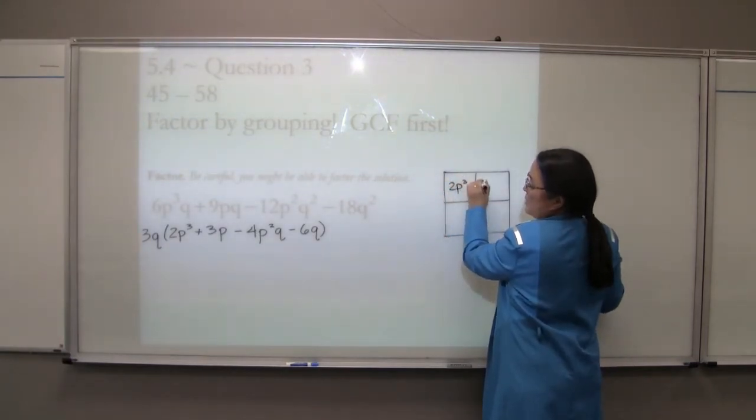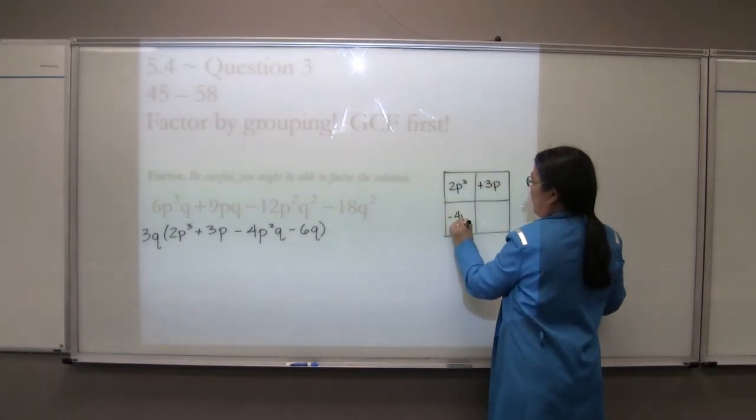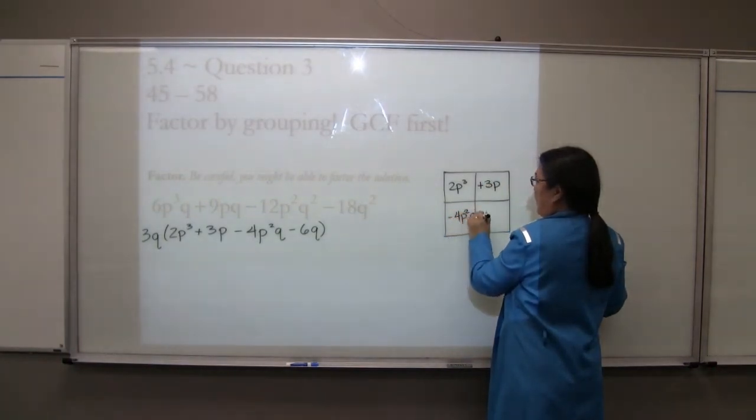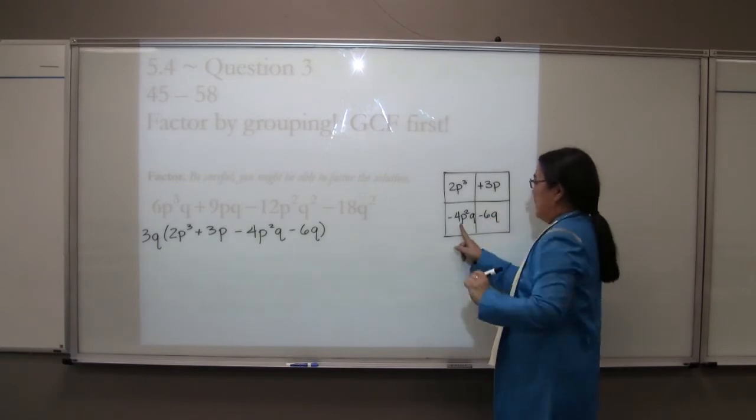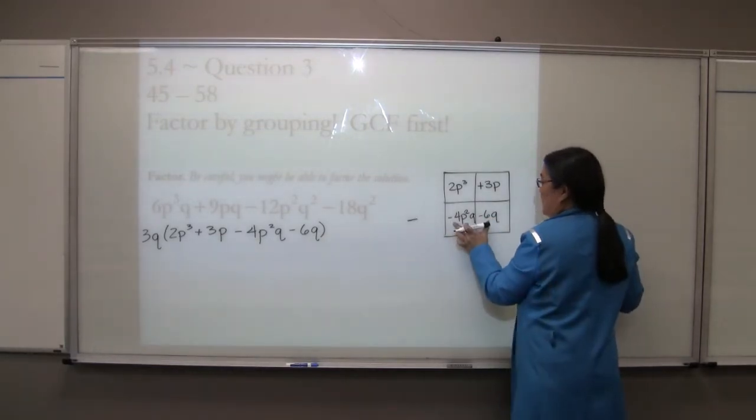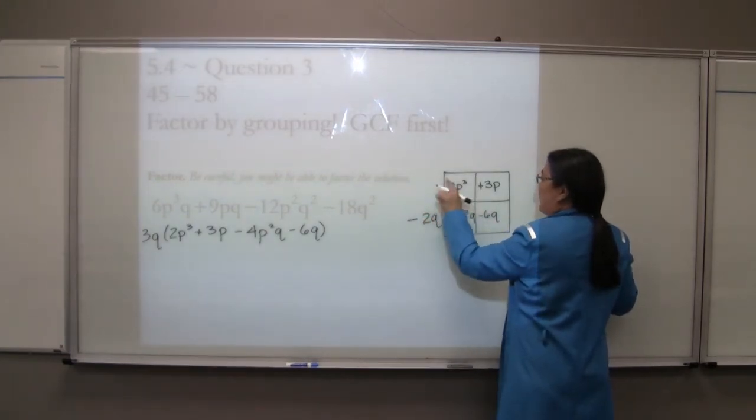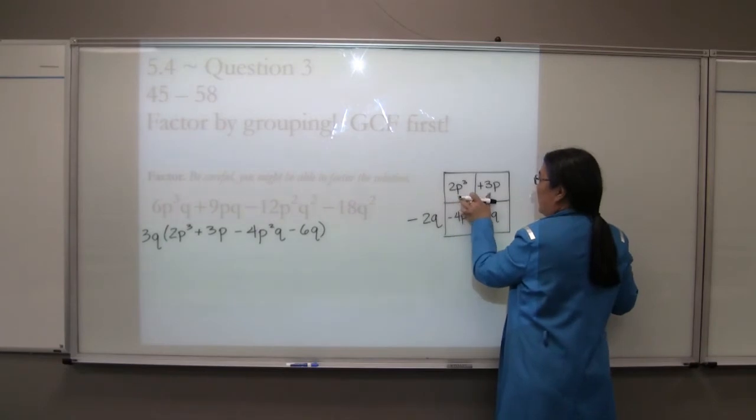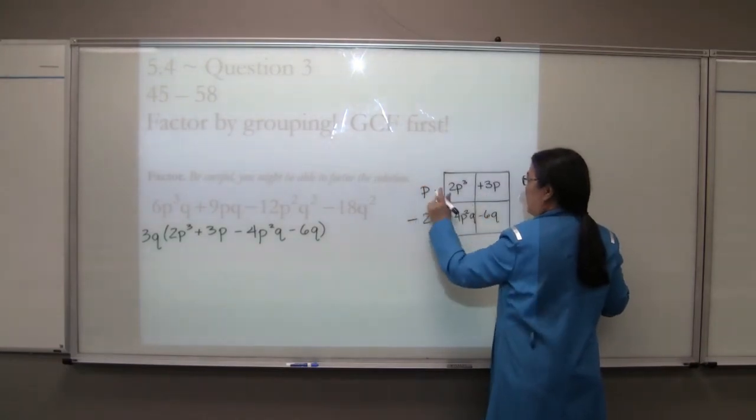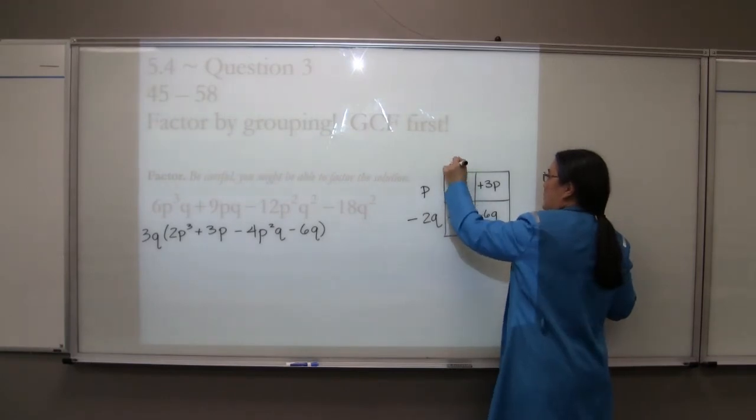2p cubed plus 3p minus 4p squared q minus 6q. There is a leading negative. You must factor out that leading negative. But you can also take out a 2q. It has a leading positive, and we can take out the letter p. It has a leading positive, and we can take out a p squared. And we can take out a 2.